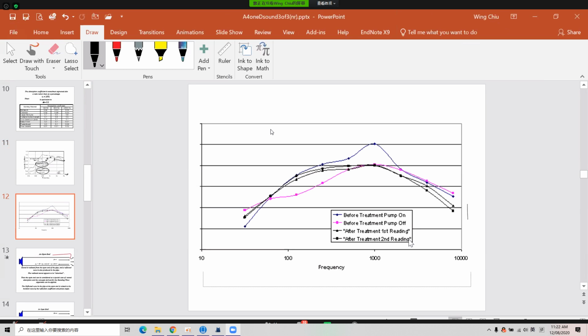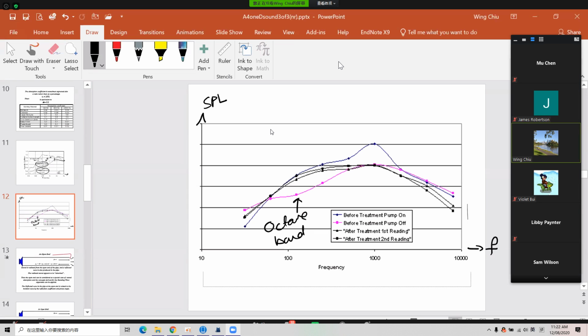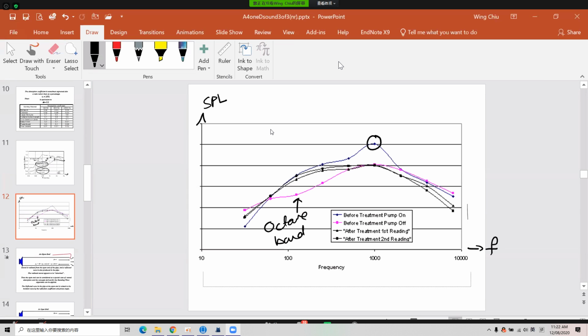Now, if I put it to one side for the time being, and if you look at these values, this here is frequency, and these points here were the octave band measurements that I have done. This axis here is the sound pressure levels that I measured at the premises. This is what we measured when the pump was on, before the treatment.